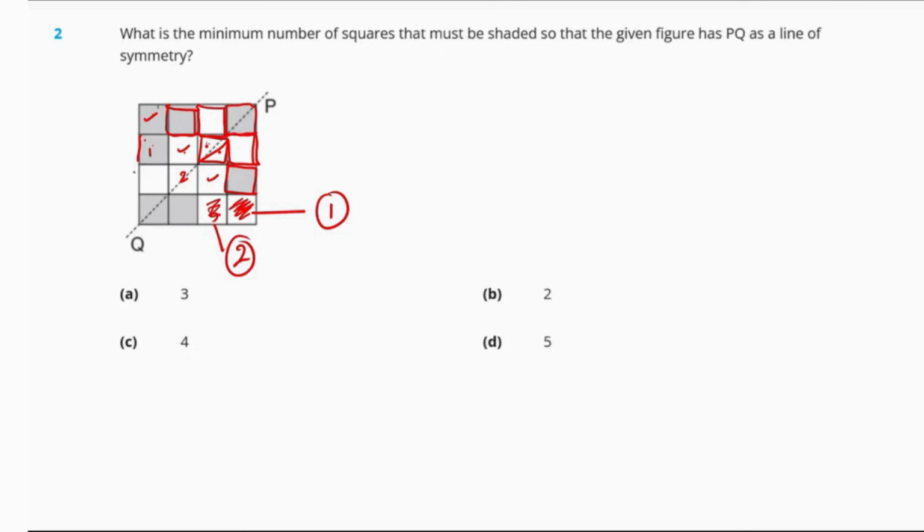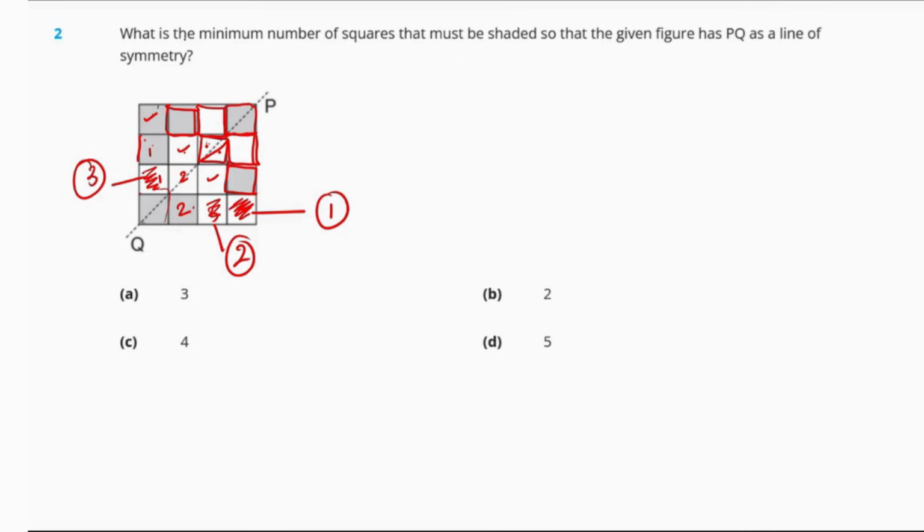Now talking about this square and this square, we talk about two of these squares now. So now this is shaded and this is unshaded, which does not make it symmetry, right? So to make it symmetry, what we have to do is we have to also shade this square, right? So now let us count this one also, and finally this particular square is already divided into two parts and this is already shaded, right?